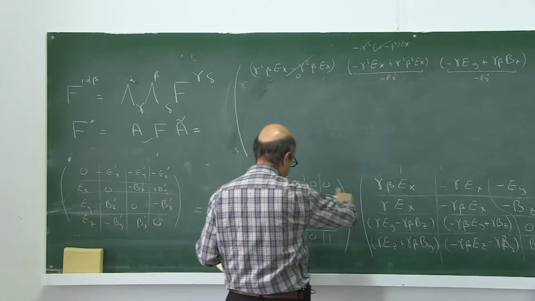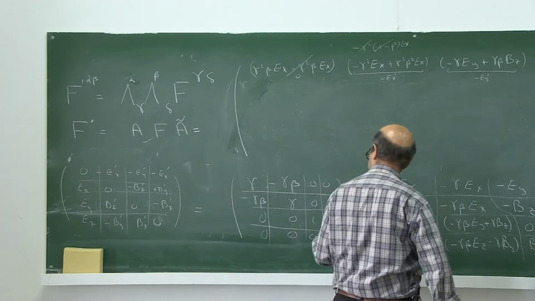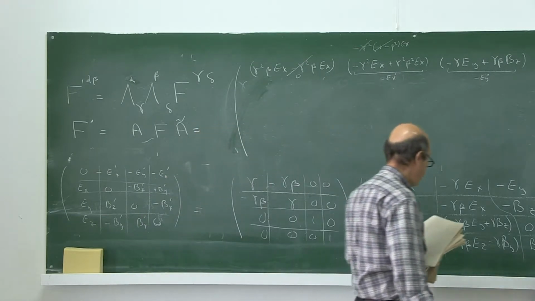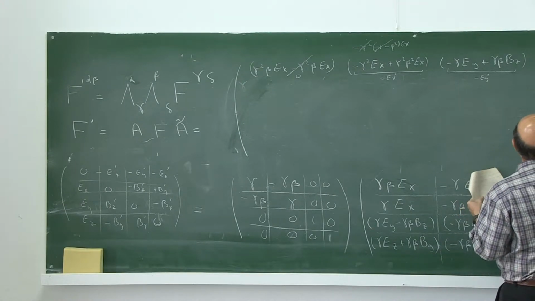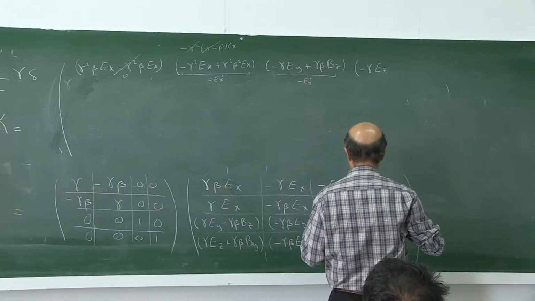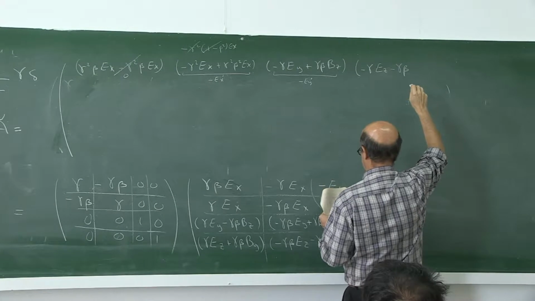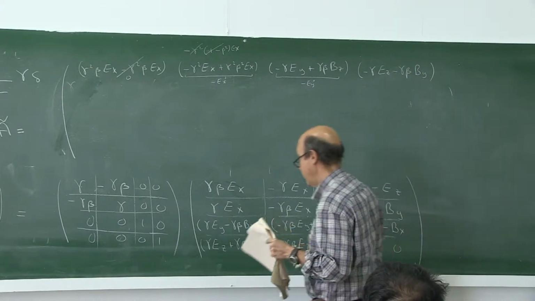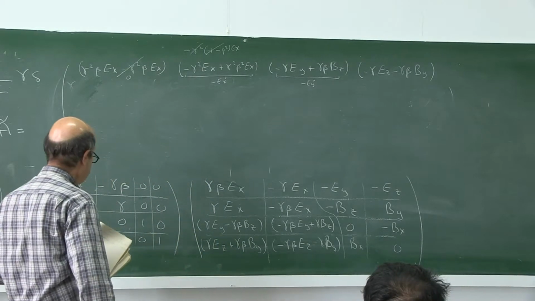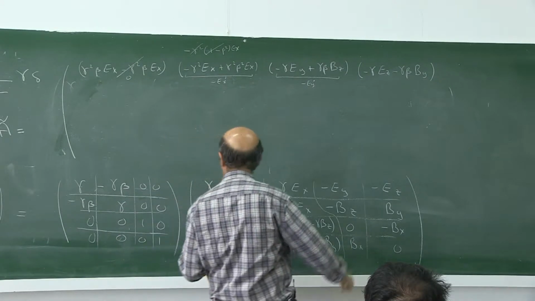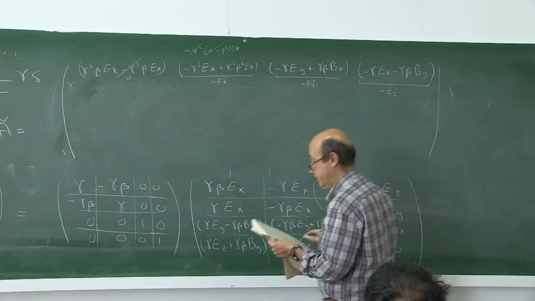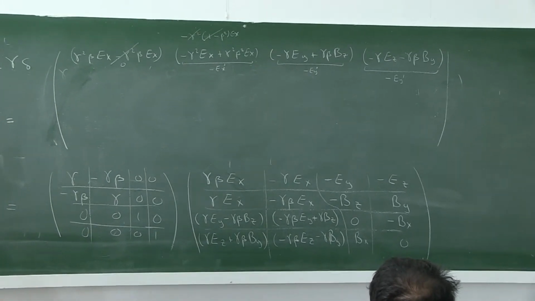And let us look at the first row and the fourth column, that is minus gamma Ez minus gamma beta By. This will be minus gamma Ez minus gamma beta By. Okay, this term in the last column, minus gamma Ez minus gamma beta By, is corresponding to minus Ey prime.